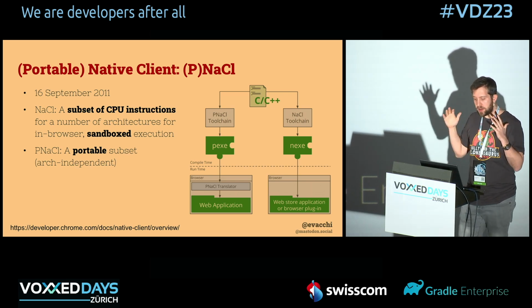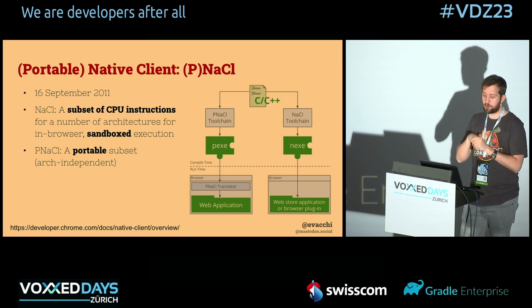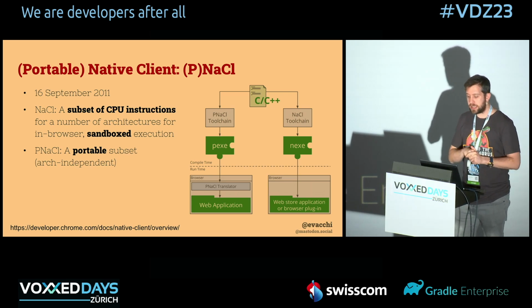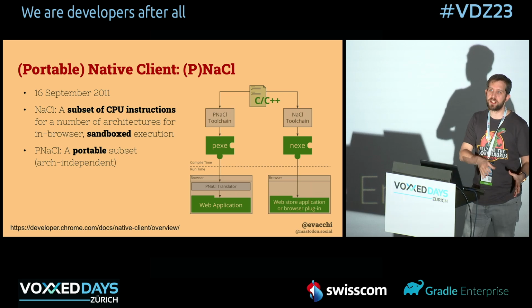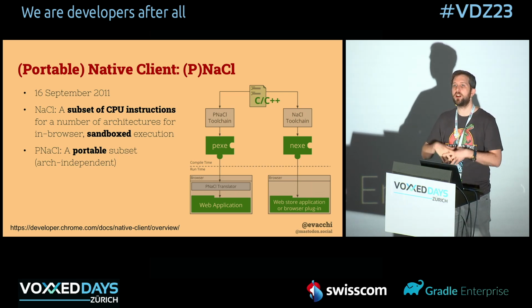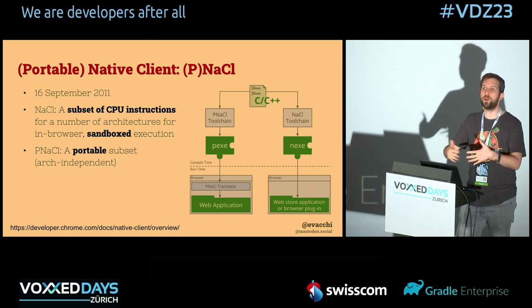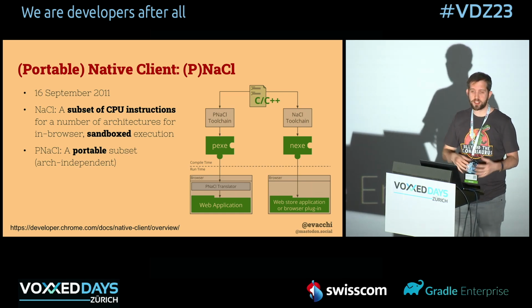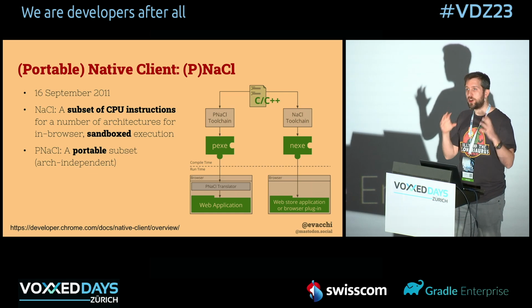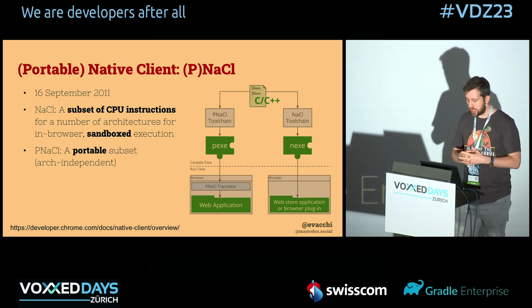And so an experiment that was released in Chrome was called Native Client, and then there was Portable Native Client. So Native Client was a way to compile C and C++ into a binary format that was runnable inside the browser, but with safer constraints, safer guarantees. There was a sandbox.